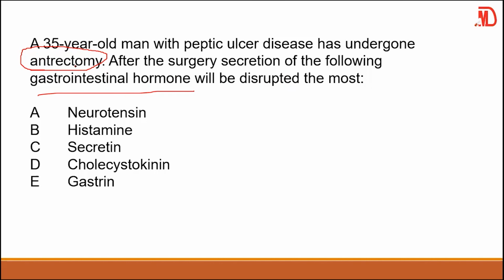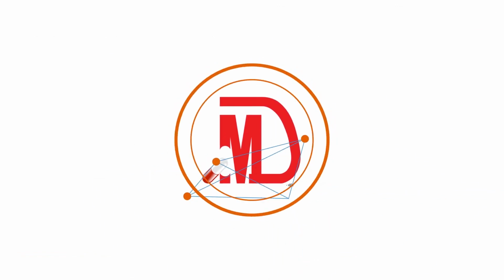So if that area is removed, the cells located there will also be taken out. And when the cells responsible for gastric juice production are removed, what happens? A problem. So here we have E as our answer, gastrin.